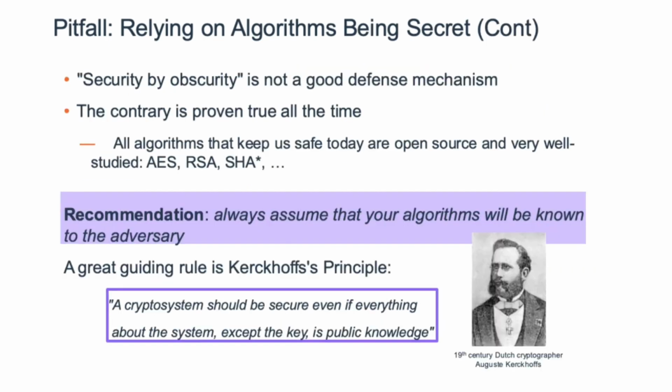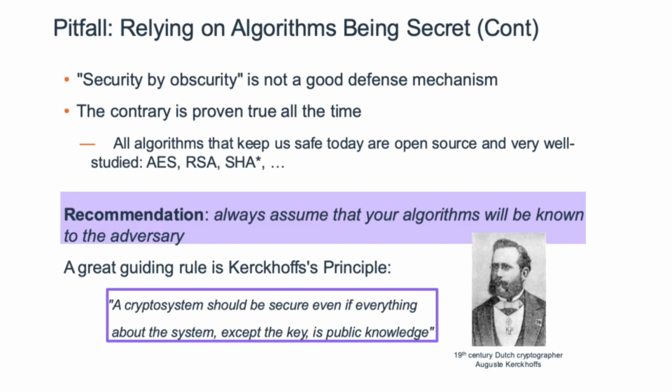It's something called security by obscurity, and it's no security at all. And actually, the contrary is being proven all the time. All algorithms that keep us safe today are open source and very well studied. So AES, RSA, SHA, and all others, like all our banking, communications, everything we use technologically today relies on open source algorithms that are very well known. And actually that's their strength, because so many people have looked at them and scrutinized them, so that all the bugs, or most of the bugs, have already been worked out.